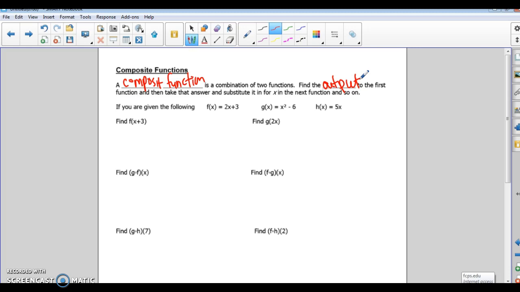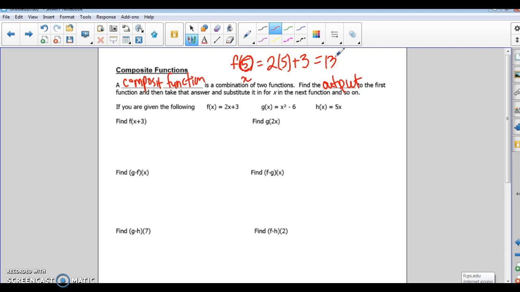So if you're given the following: f of x is 2x plus 3, g of x is x squared minus 6, h of x is 5x. Now, last class we learned how to do f of 5 when f of x is 2x plus 3. Remember that 5 was the input, so we replaced x with it. So it was 2 times 5 plus 3, and the answer is 13.